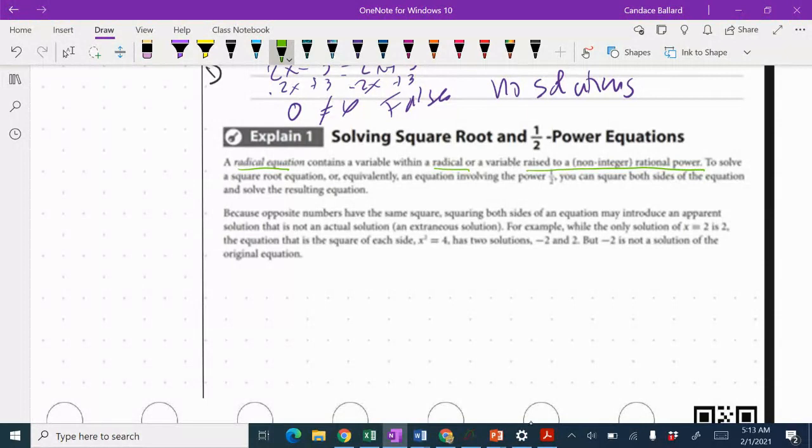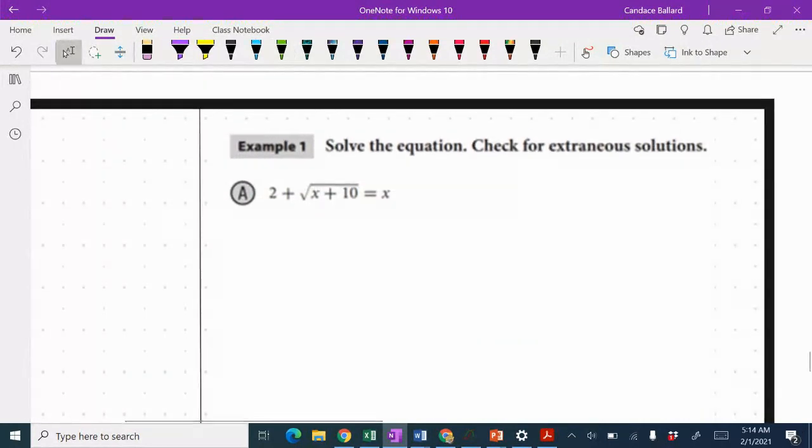To solve a square root equation, or equivalently an equation involving a power of 1/2, you can square both sides of the equation to solve the resulting equation. Because opposite numbers have the same square, squaring both sides of an equation may introduce an apparent solution that is not an actual solution, an extraneous solution. For example, while the only solution of x equals 2 is 2, the equation that is the square of x, x squared equals 4, has two solutions, -2 and 2. But -2 is not a solution to the original equation. So we do have to be careful and watch for extraneous solutions, just like we did with rational equations.